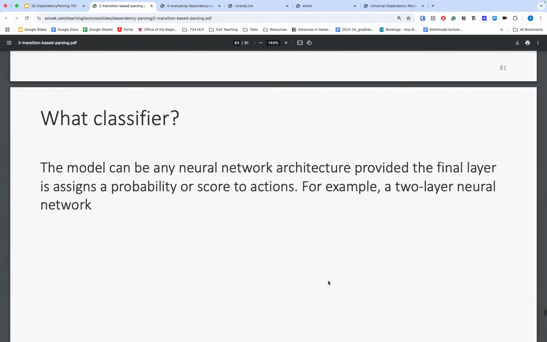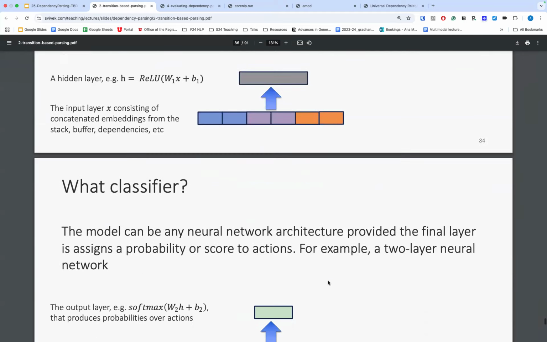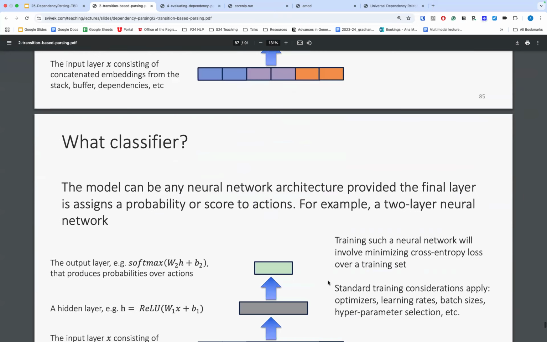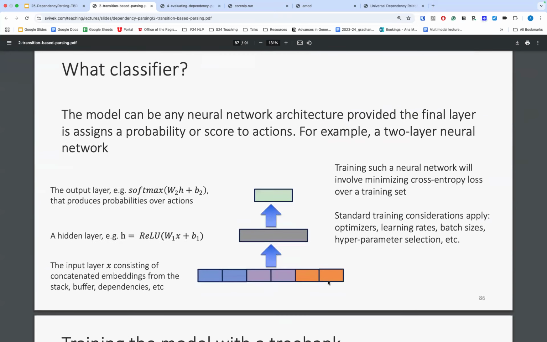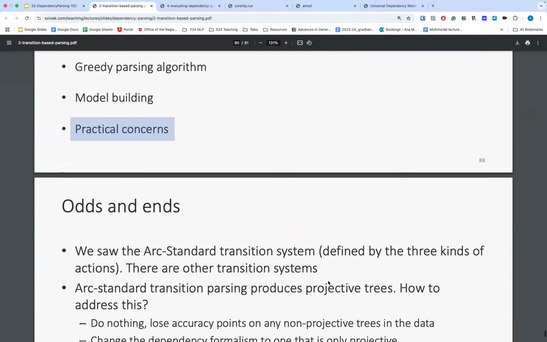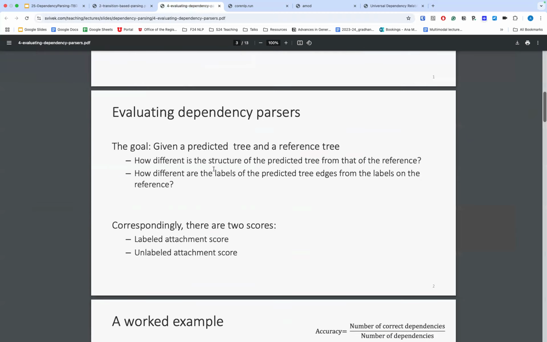Okay, so let me see what else Vivek has over here. Okay, this is just a visualization of a neural network, and that's it. Okay, so I want to finish with evaluation.